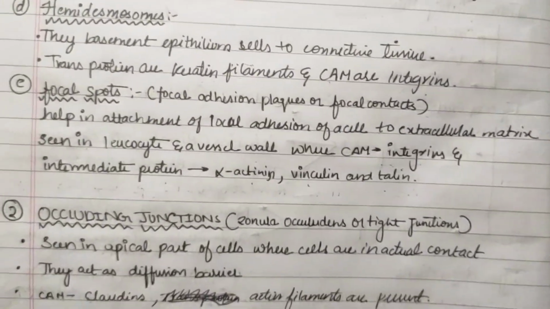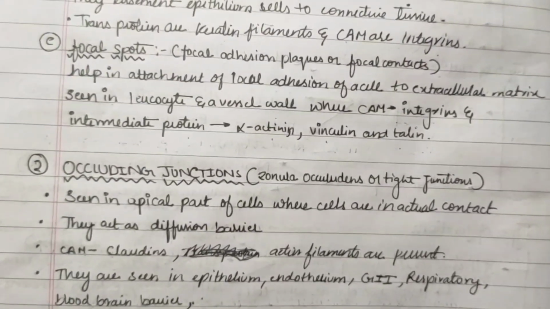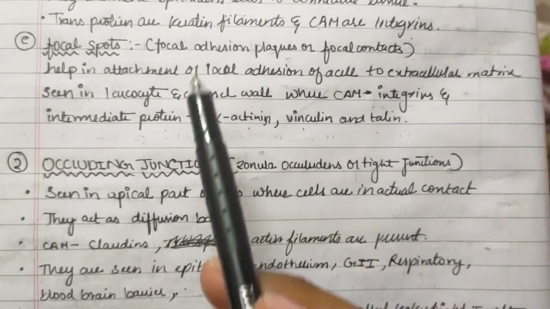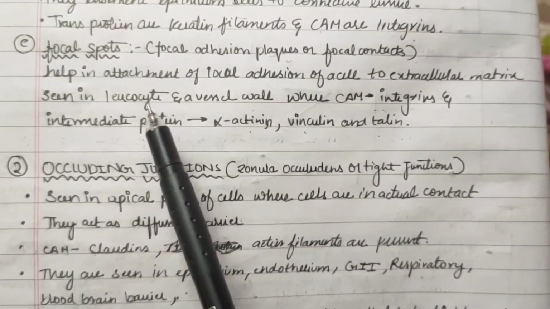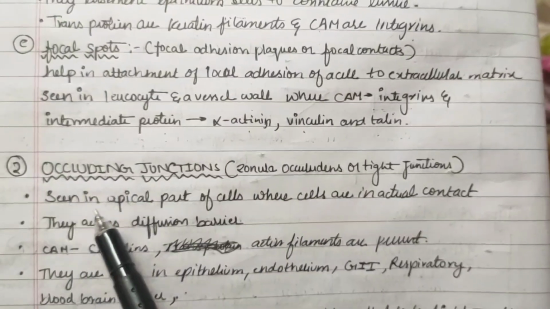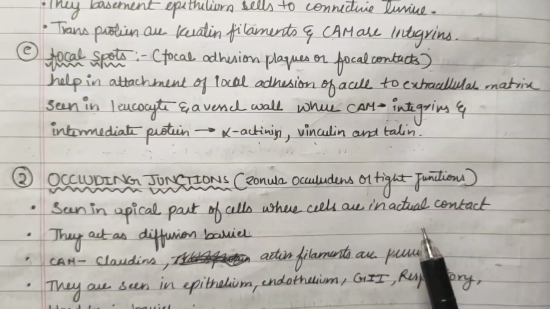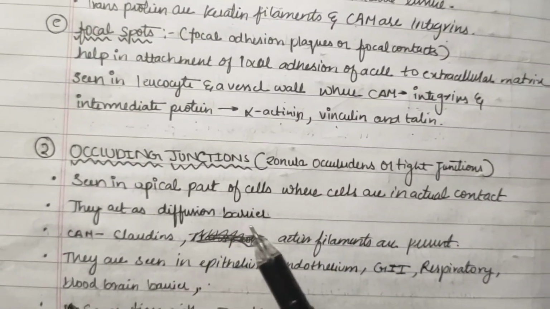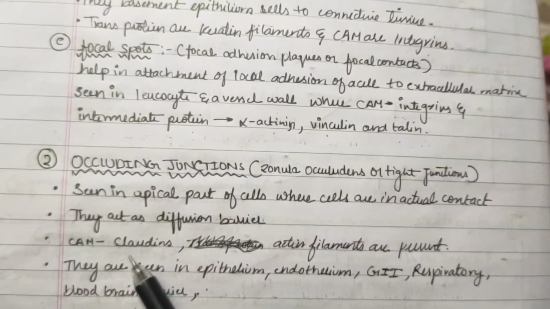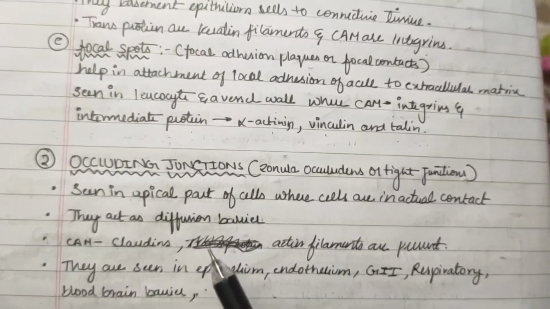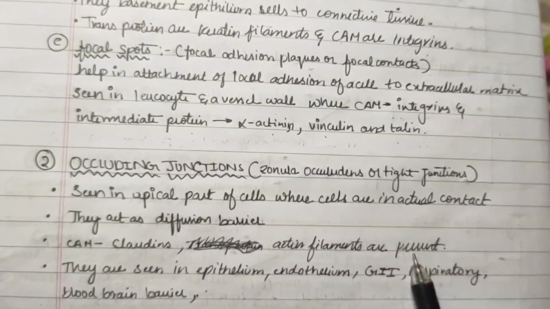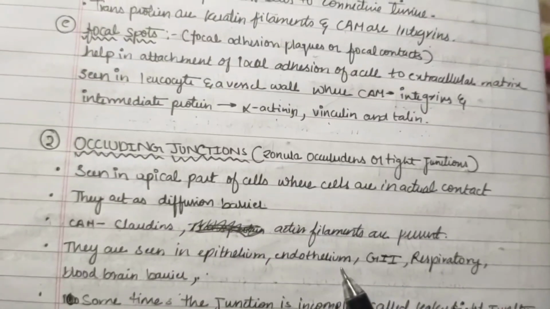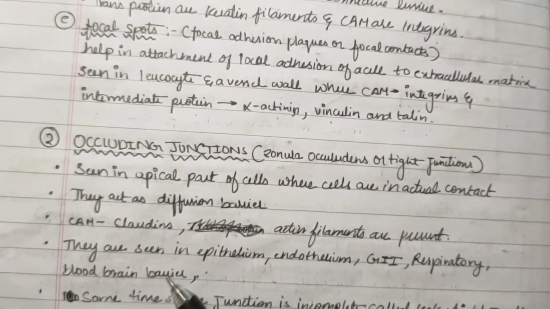Now the second type is the occluding junction, or tight junction, or zona occludens. They are similar to adhering junctions. They are also in the apical part of the cell, where cells are in actual contact with each other. They act as a diffusion barrier. The CAMs present are claudins, which are calcium dependent, and actin fibers are present as cytoskeleton fibers. They are seen in epithelium, endothelium, GIT, respiratory tract, and the blood-brain barrier.